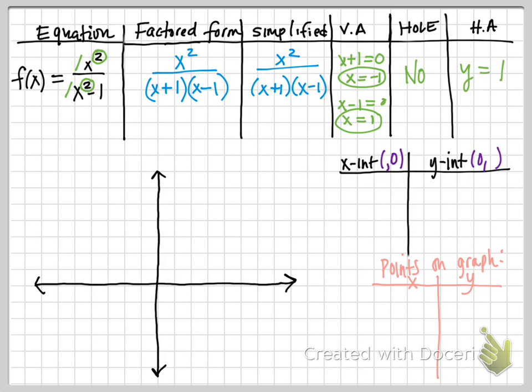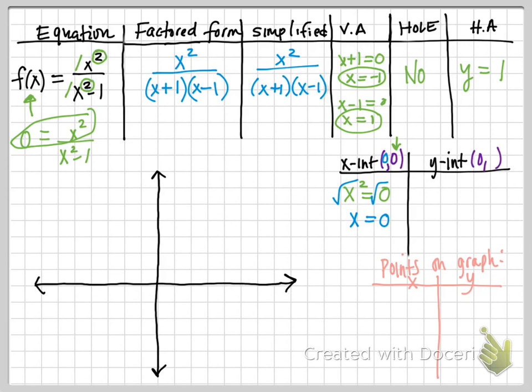In order to find the x-intercept, we are essentially setting y equal to 0. If you set f of x equal to 0, in order to get an answer of 0, the numerator has to be 0. So all you have to do is set this part equal to 0. If you set x squared equal to 0, you take the square root of both sides, and you get x equals 0. So that's our x-intercept at 0, 0.